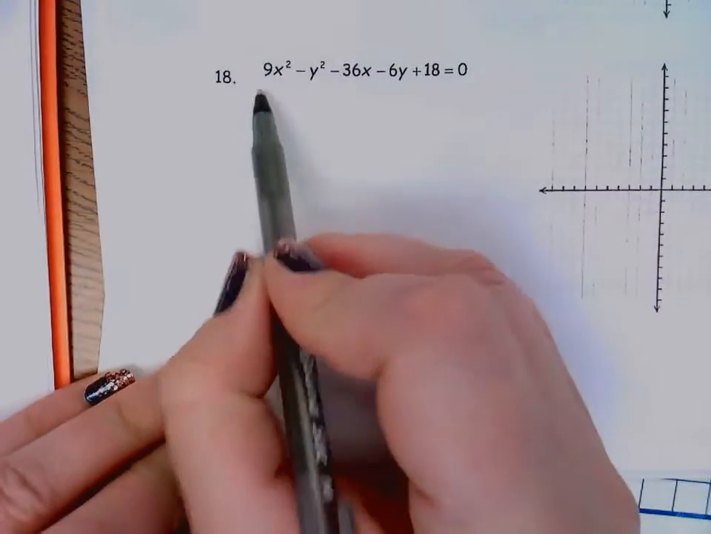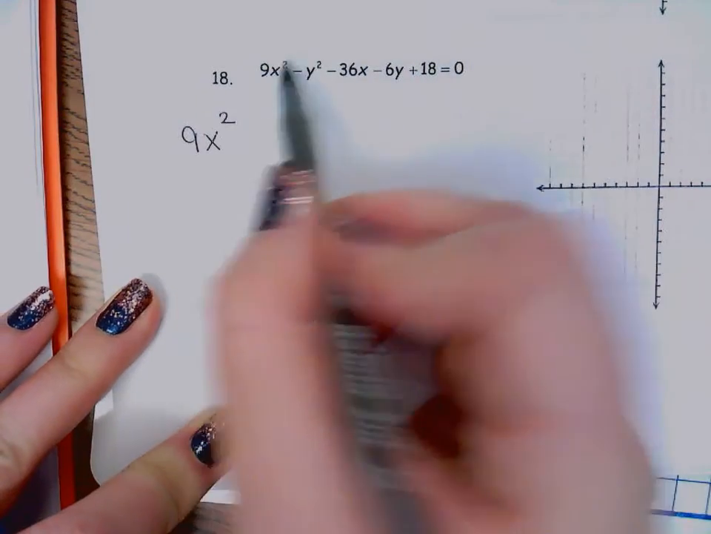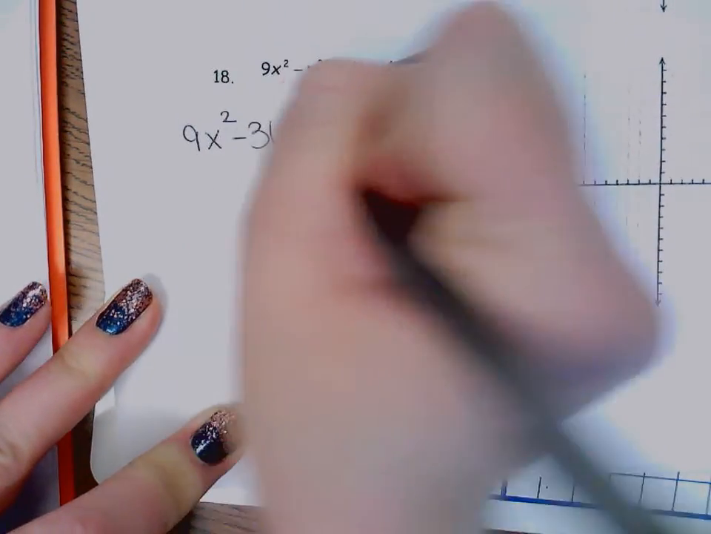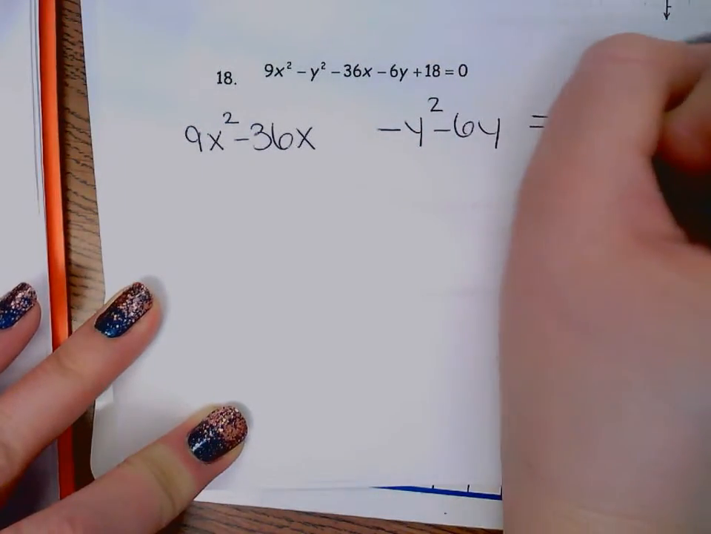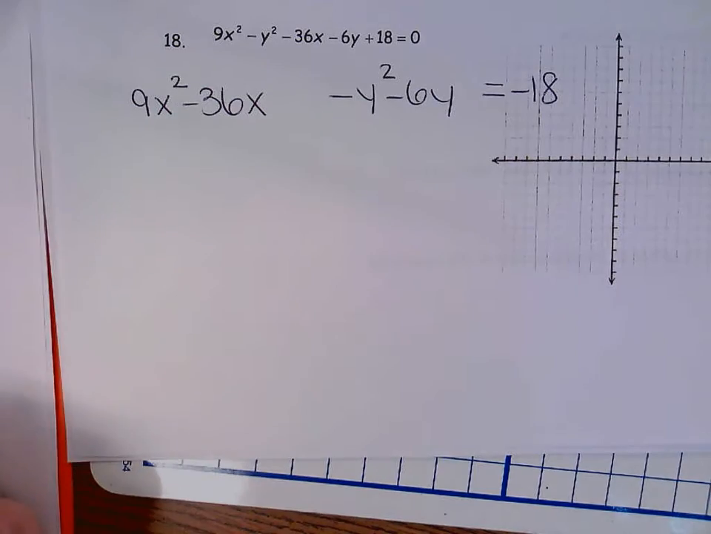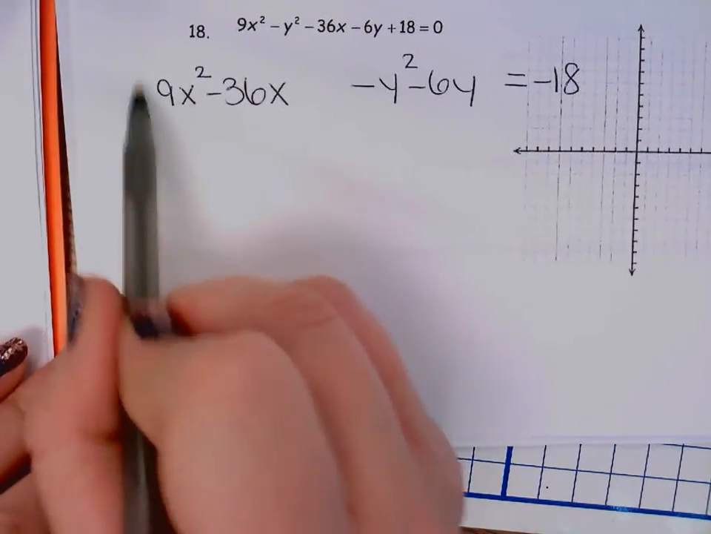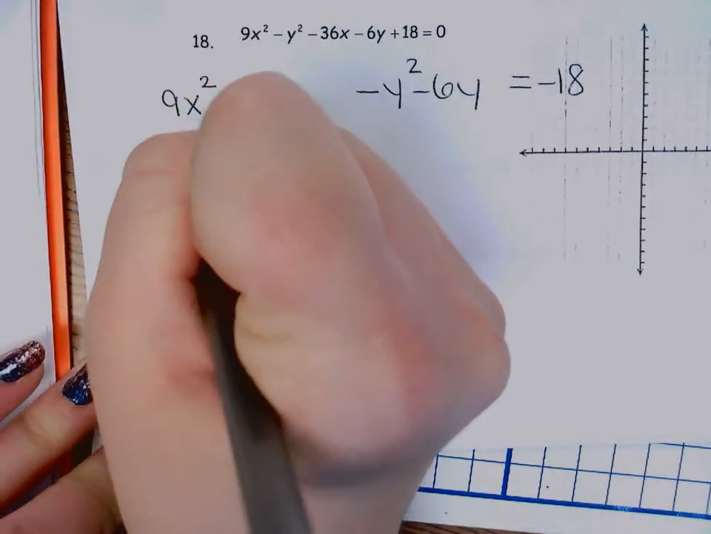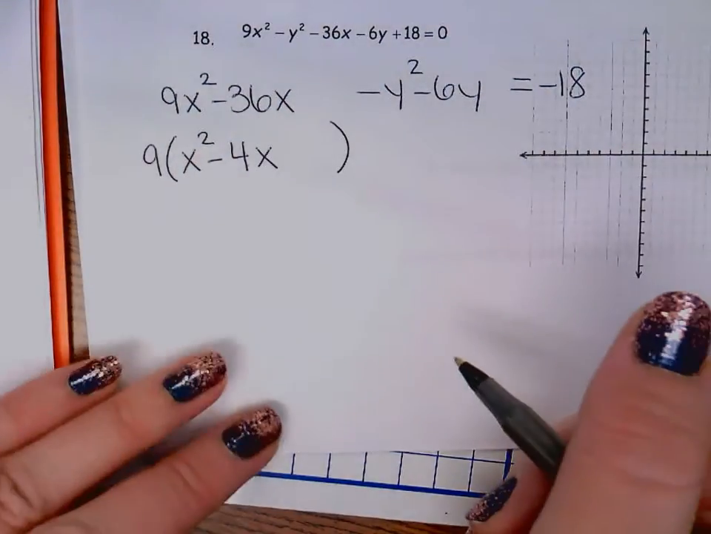So I can't divide through by 9, so I'm going to have to group together my like things. 9x squared minus 36x minus y squared minus 6y equals negative 18 would be my first step. So your second step is to factor out the 9. So 9 times x squared minus 4x.